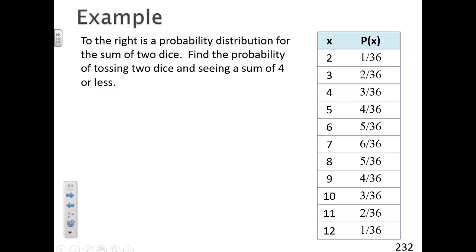Next, we have the same table. This one wants the probability of seeing a sum of 4 or less. So the probability of a sum of 4 or less. So let's see what that means, the probability of 4 or less. Well, that would mean that we need the probability of 4. And this is an OR statement, so we're going to be adding. Things that are less than 4 would be 3, so we need the probability of 3. We also need the probability of 2.